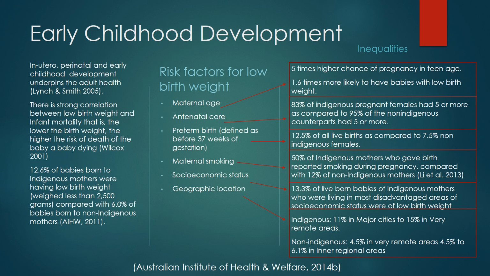There are higher chances of premature delivery among Indigenous females. This is related to multiple pregnancies and risk factors like smoking. Studies have reported that maternal smoking is a leading preventable cause of adverse pregnancy outcomes in Indigenous females. Lee et al. found 4 times higher rates of smoking during pregnancy among Indigenous females as compared to non-Indigenous females. Socioeconomic status and geographic location are also shown to be linked with low birth weight.